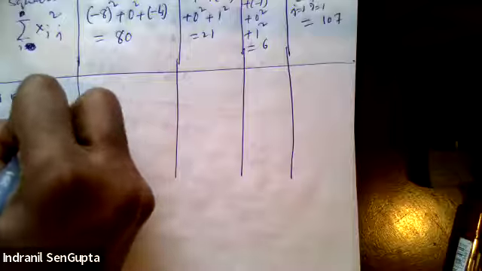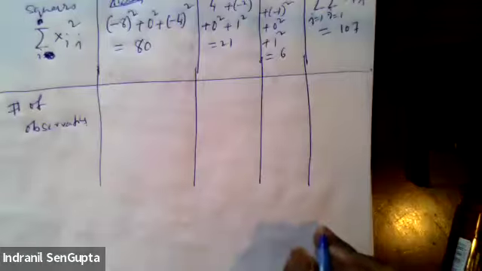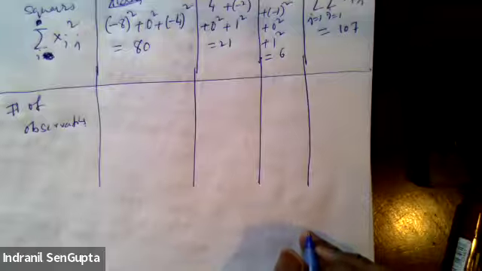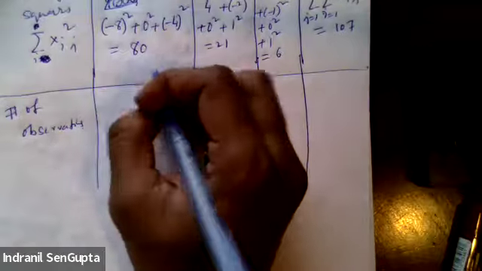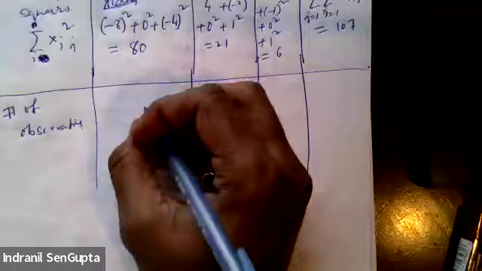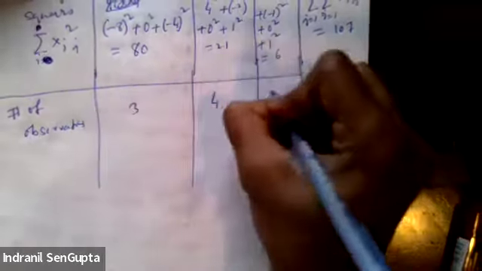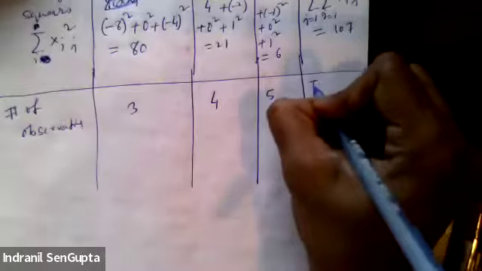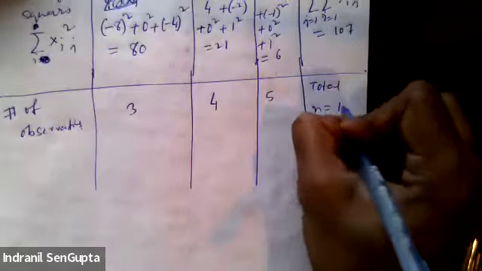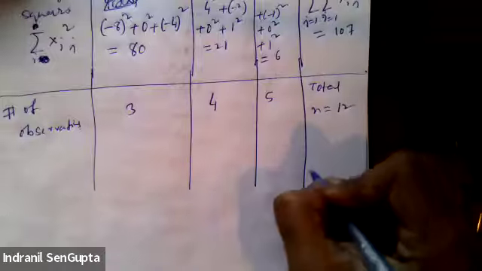So the number of observations. Let's see how many observations there are here. In the first case we have 3, here it's 4, and here it's 5. So the total n equals 12, right?